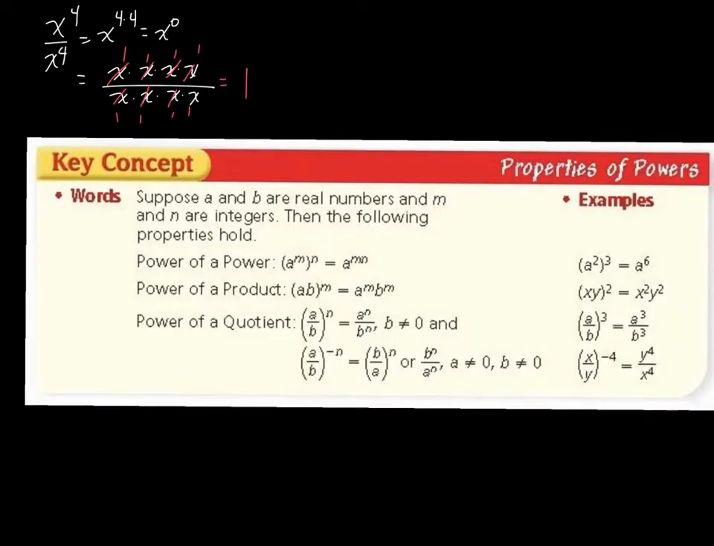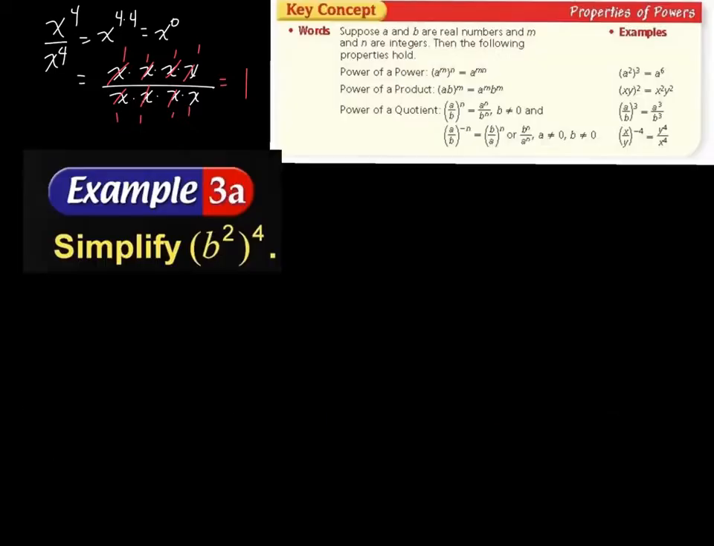Suppose a and b are real numbers and m and n are integers, and the following properties hold. Power of a power, we multiply exponents. Power of a product also kind of looks like multiplying exponents, kind of looks a little like the distributive property. And power of a quotient kind of looks like the distributive property as well. We're giving each part of the fraction the exponent.